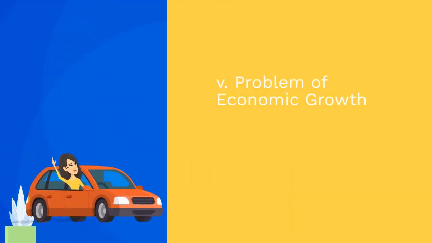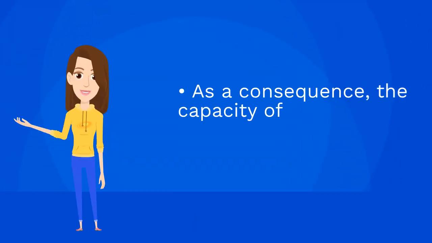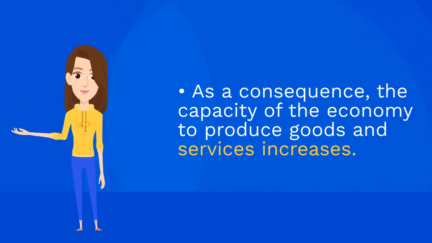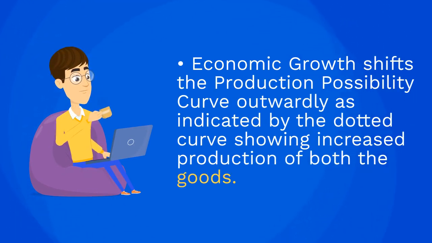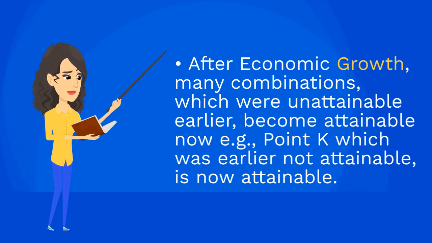5. Problem of economic growth. Economic growth results in increased availability of resources and technological development. As a consequence, the capacity of the economy to produce goods and services increases. Economic growth shifts the production possibility curve outwardly as indicated by the dotted curve showing increased production of both the goods. After economic growth, many combinations, which were unattainable earlier, become attainable now. For example, point K, which was earlier not attainable, is now attainable.